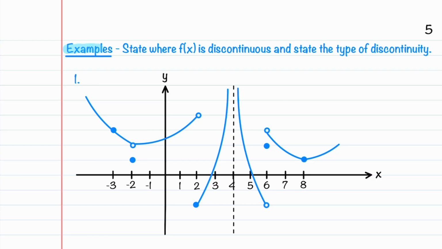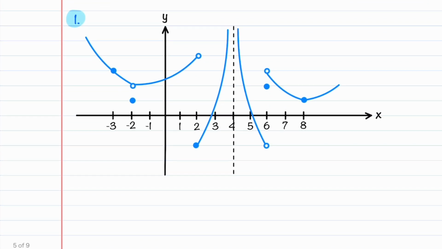We're going to now look at some examples where we are going to state where our function is discontinuous and then state the type of discontinuity. In our first example, we are going to be looking at this graph. There is a lot to that graph. I think the best way to approach this problem is to start looking at this graph and see where it is discontinuous, and we'll start looking at the points on the left and then move to the points on the right. The first point that we're going to look at is x is equal to -2.